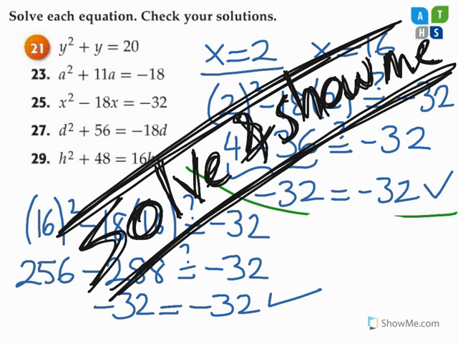Okay, now please solve the remaining equations with checking your answers and show me your results.